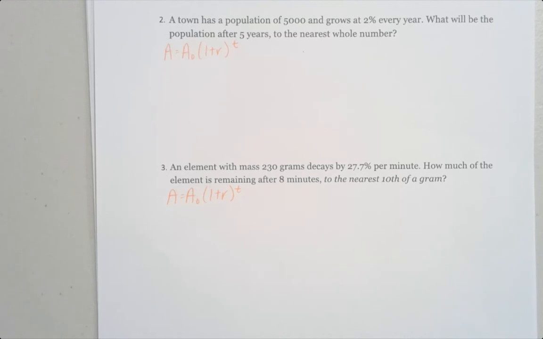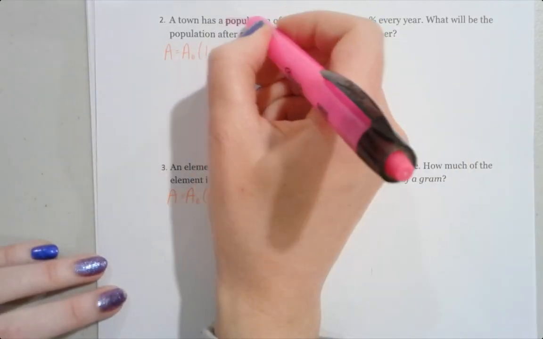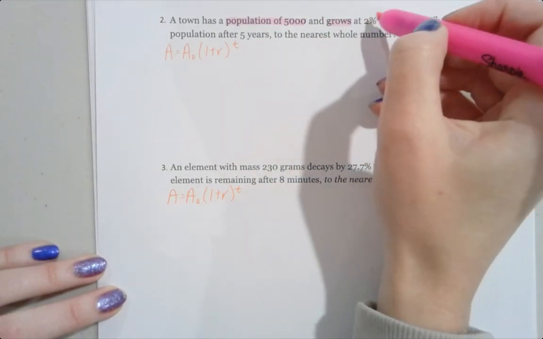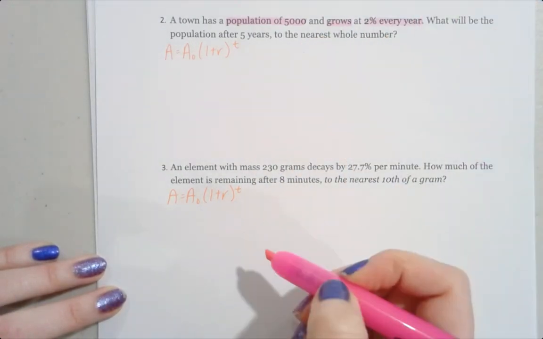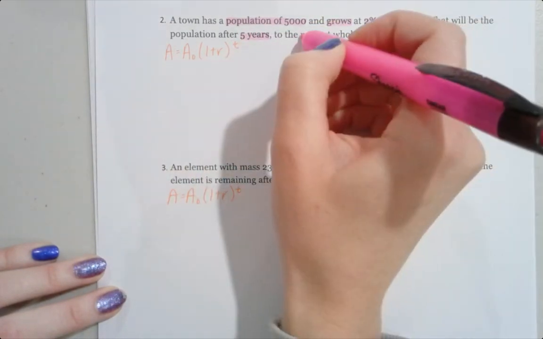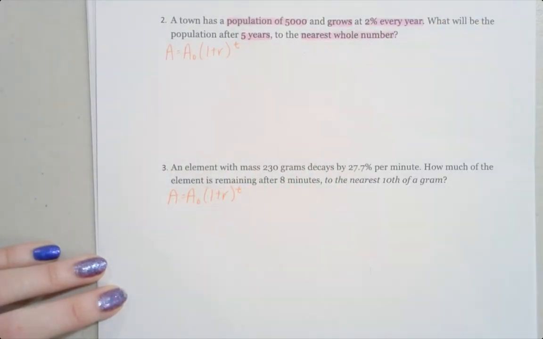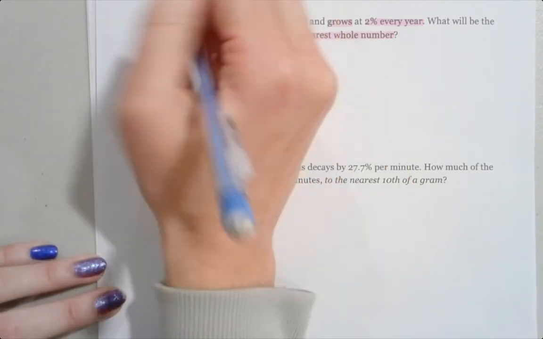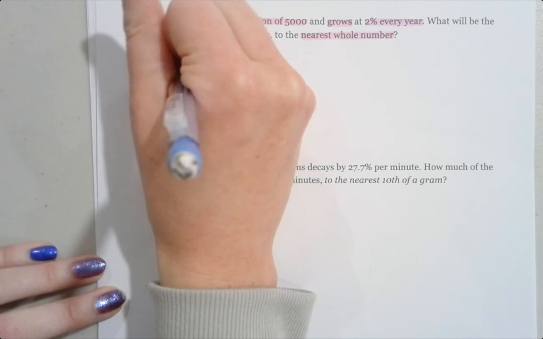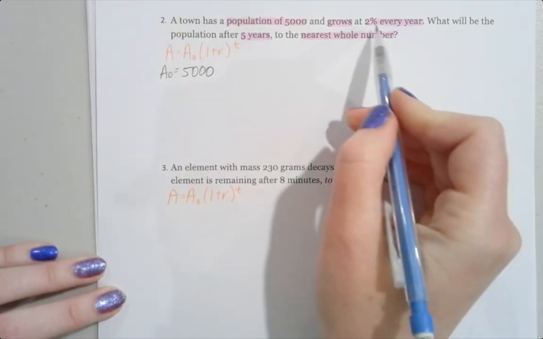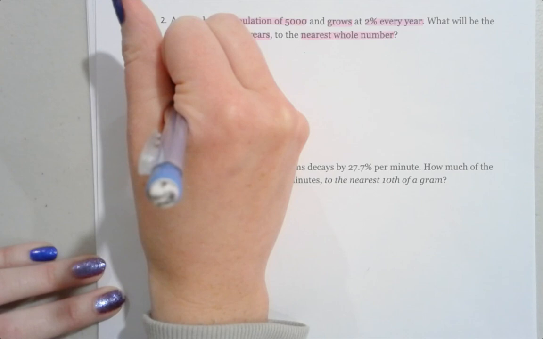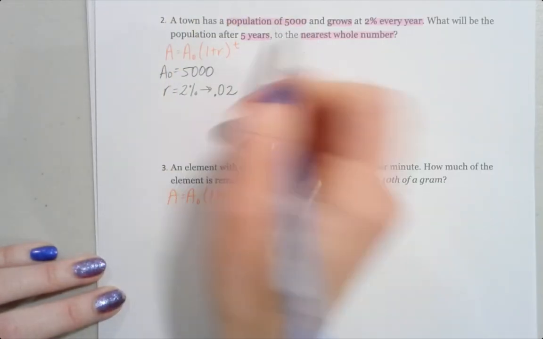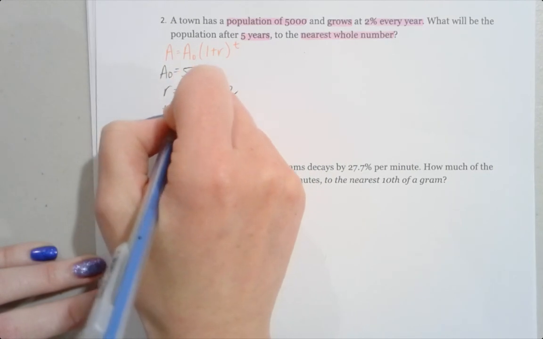Again, your highlighter is going to be handy. So we have a town population of 5,000. It grows. That's letting me know that it's increasing, right? At 2% every year. What will be the population after 5 years to the nearest whole number? Now, of course, we're dealing with people here, so we're not going to be talking about a fraction of a person. So let's list out what we have. 5,000 is the initial population, so that's my A sub 0. It grows at a rate of 2%, so that's my rate. And if I turn 2% into a decimal, that is 0.02. My next number was 5 years, so that's time.